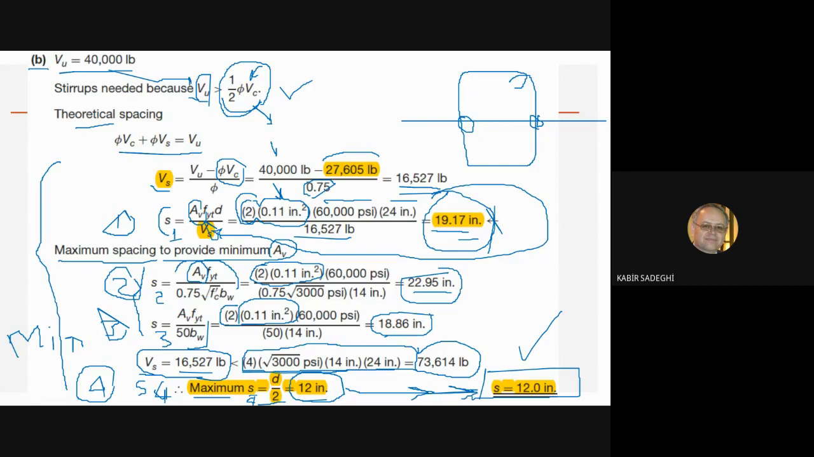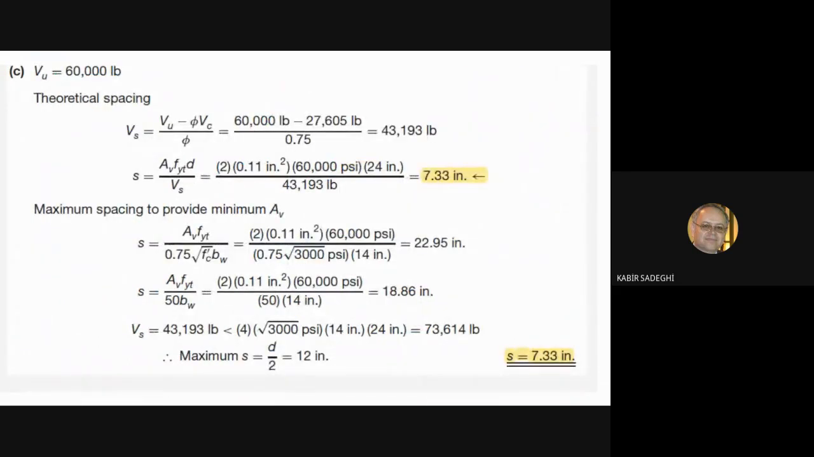Now let's go to the next part. At part C, VU is 60,000 pound, increasing VU. Again, when we compare with 1 over 2 phi VC, we see that we need a stirrup. Therefore, we should calculate spacing between the stirrups. Again, we apply this formula to find the Vs. We apply the VU given. This part phi VC we calculate from the previous part.